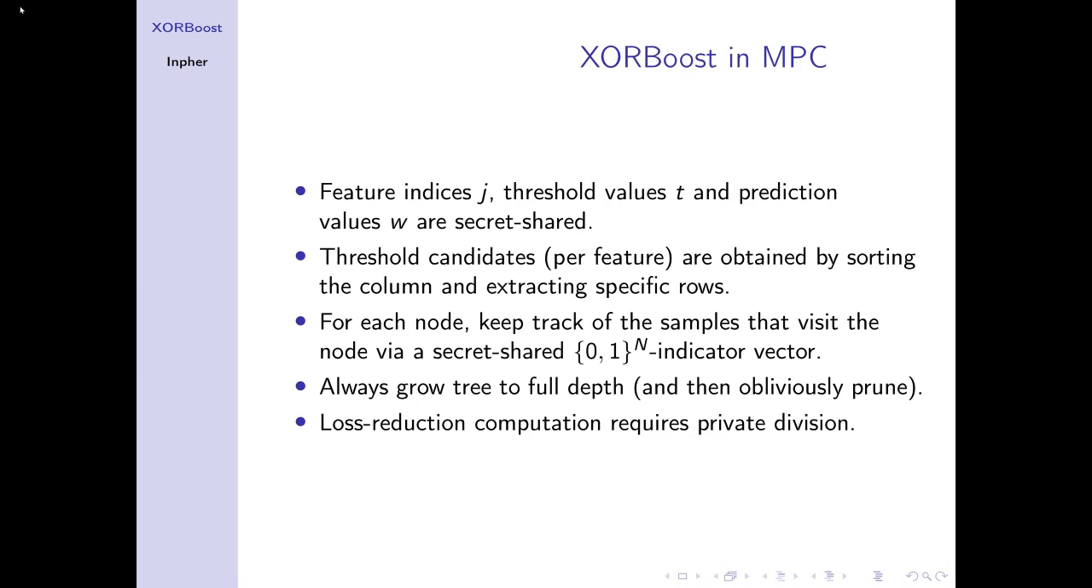For each node, we need to keep track of which sample is to be considered for this node, and we're going to do this through the use of a 0,1 indicator vector for each node. We fully grow the tree to full depth, so the depth is a parameter of the algorithm. We grow the tree fully, and then we have a procedure to obliviously prune the predicted values. So we prune the branches of the tree and adapt the predicted values to if the branch is pruned or not. And finally, one last thing to note is that to compute the loss reduction for the different entries of the matrix to which we will apply the argmax, we require a private division algorithm.